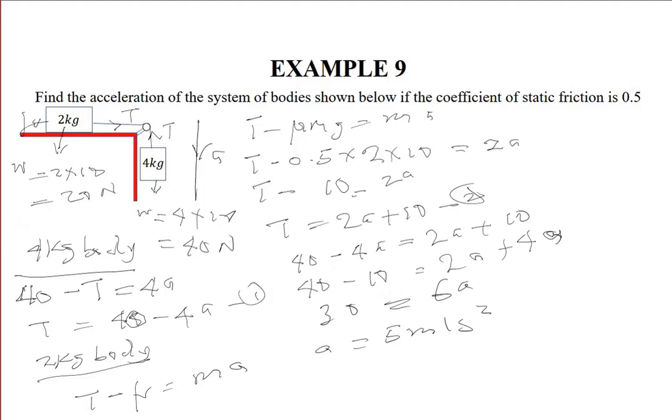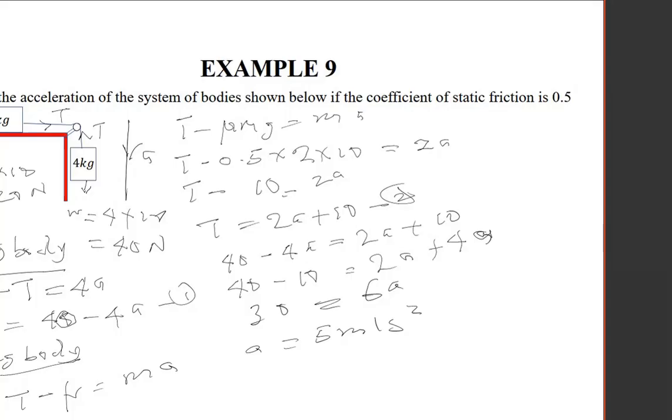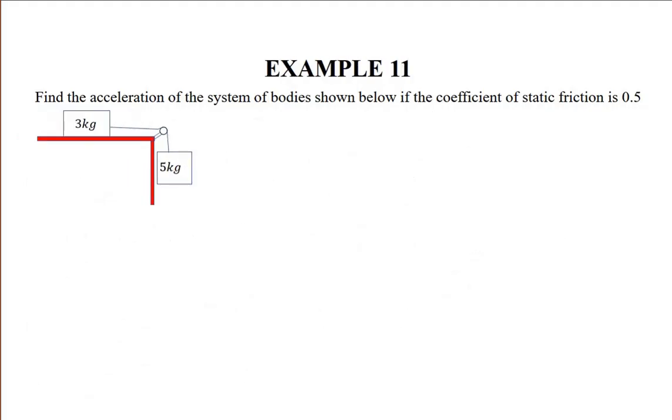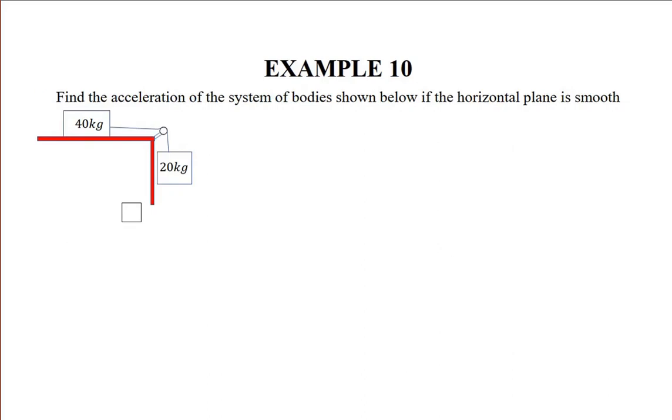Now let's look at another example. Example 10. Find the acceleration of the system of bodies shown below if the horizontal plane is smooth. Smooth means there is no what? Frictional force. So the first thing we are going to do here is to assume our direction of motion. Let's assume that the body is moving down.